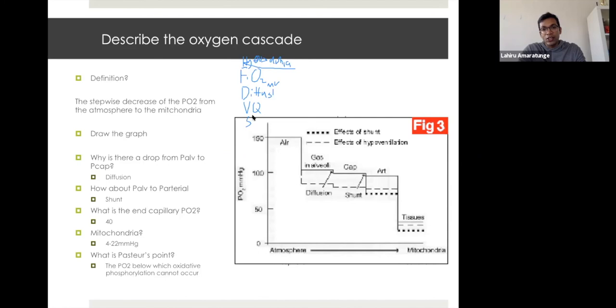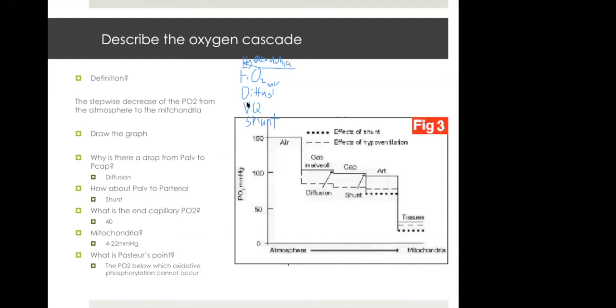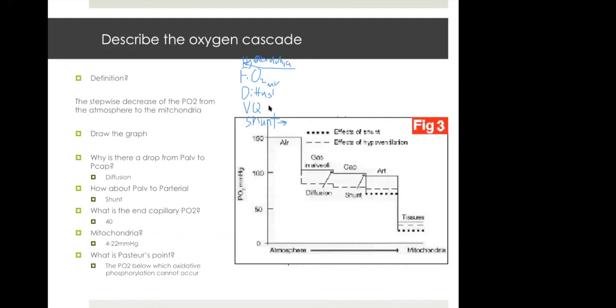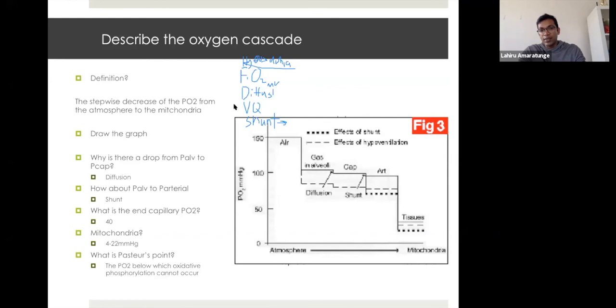So Liz, what do you reckon, why do I put shunt and VQ mismatch as separate from this? Because you can get physiological and anatomical shunts. But this is still shunt, so that's a problem. And what else? I guess you can still have perfusion, just no ventilation, so you've got dead space comes into play there as well. That actually isn't a cause of hypoxemia. VQ mismatch is, but dead space isn't.